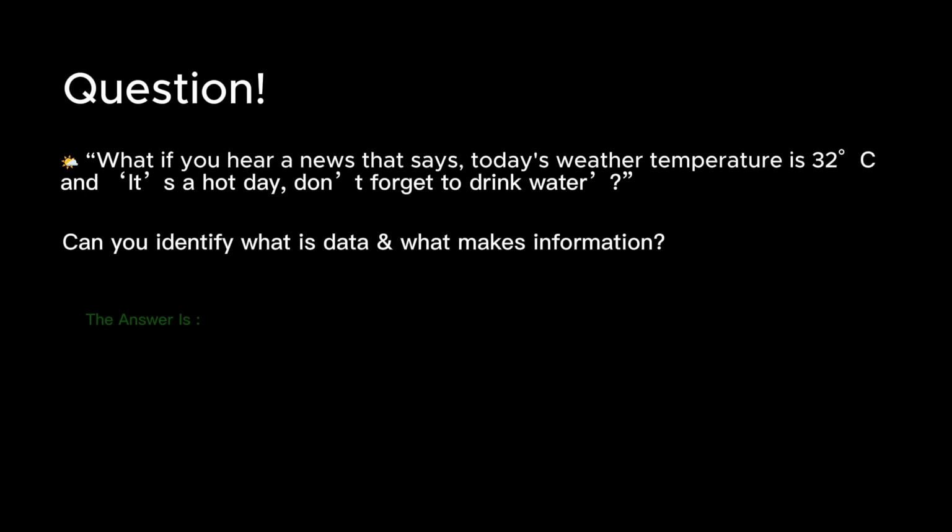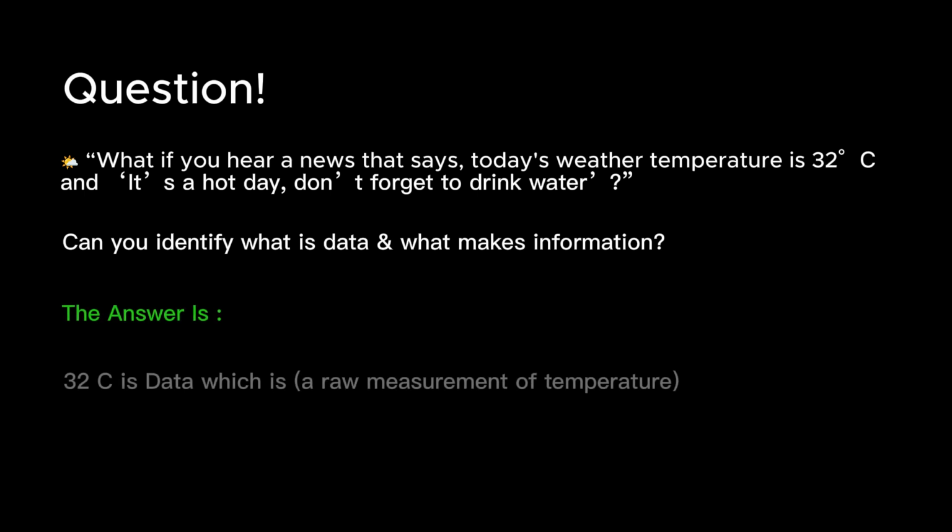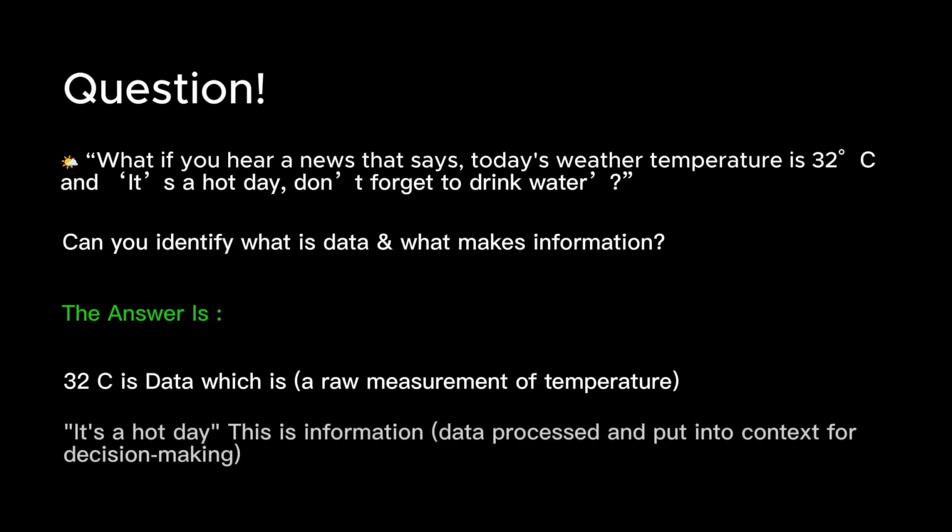Alright, let's see if you have answered it correctly. The answer is 32 degrees Celsius is data, which is a raw measurement of temperature. And it's a hot day. This is information. Data is processed and put into a context for decision making. So, were you able to guess the answer correctly? Cheers if you have. But if you have missed, that's fine. Let's try out another one.